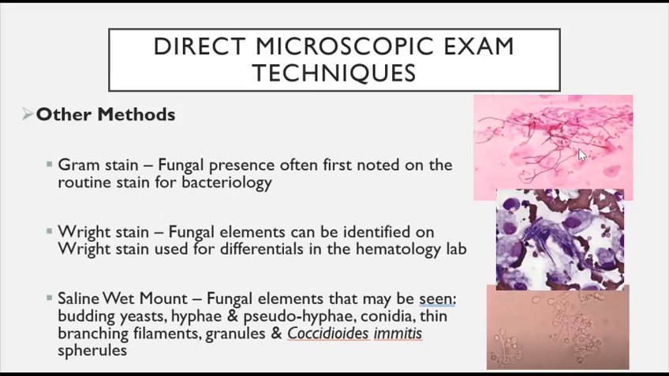Simple saline wet mounts can be used for fungal elements. Budding yeast, hyphae, pseudohyphae, conidia, thin branching filaments, granules, and Coccidioides immitis spicules may be seen. And here's an example of a saline wet mount.